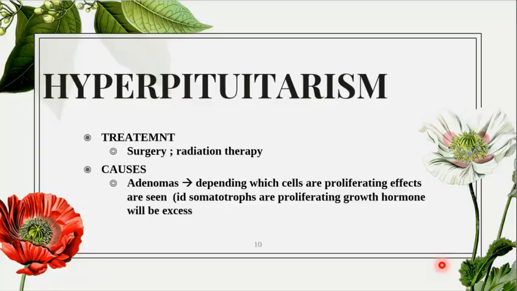So that was about the parathyroid gland. Now we are going to the pituitary gland. So hyperpituitarism, what do I mean by hyperpituitarism? It means the pituitary gland is releasing its hormones in excess. What is the treatment if the pituitary is releasing hormones in excess?